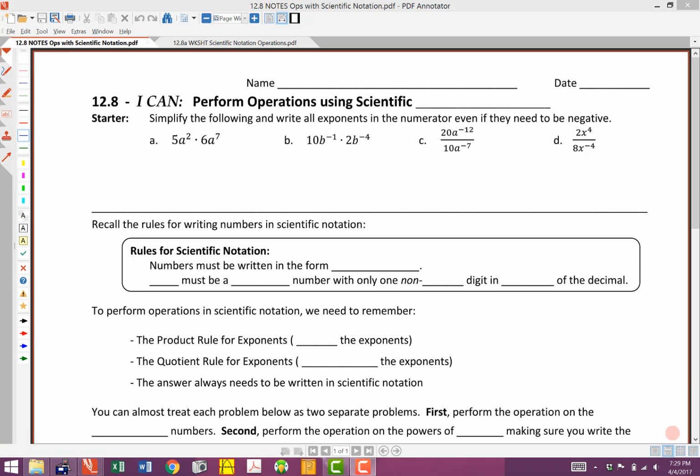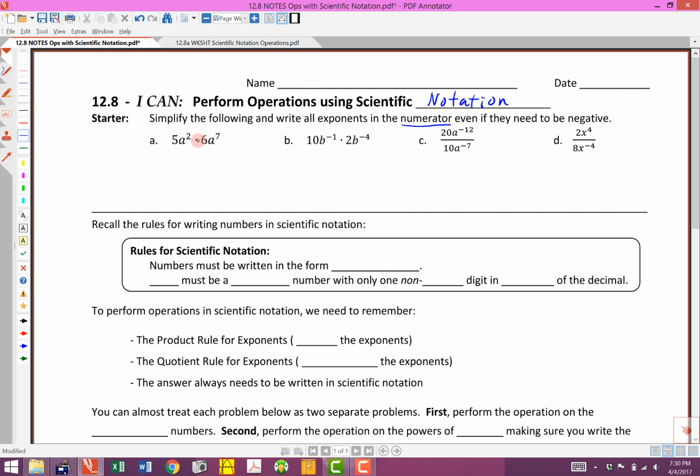Well, let's take a look at the topic that we've got today. The I can statement for this section is I can perform operations using scientific notation. So we're going to write the word notation right here. And as a warm-up, we're going to review a couple of the skills that we have for working with exponents, but we're going to change things up just a little bit. This says simplify the following and write all exponents in the numerator. So we've got to write them in the numerator, even if they need to be negative in order to make that happen. Let's take a look at this one right here.